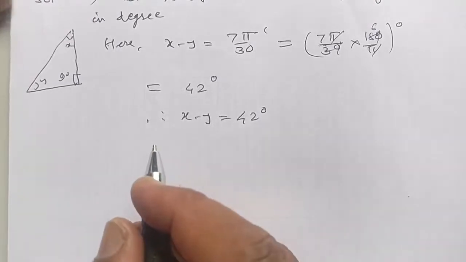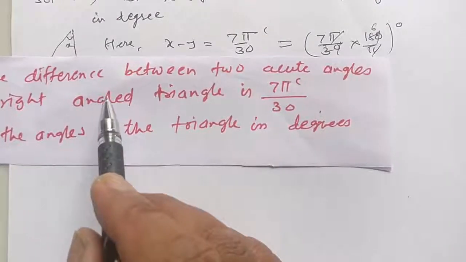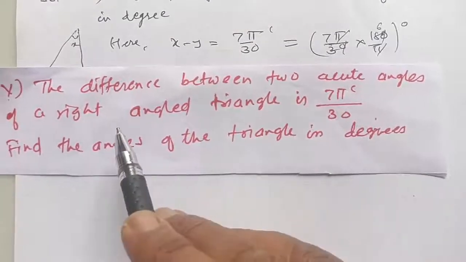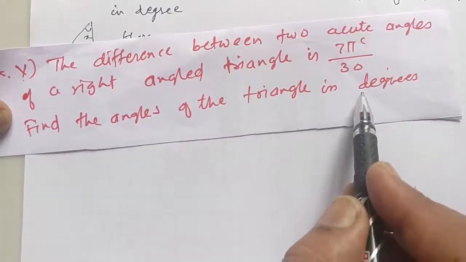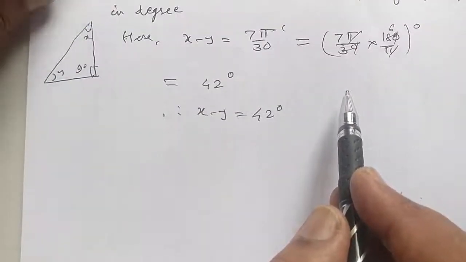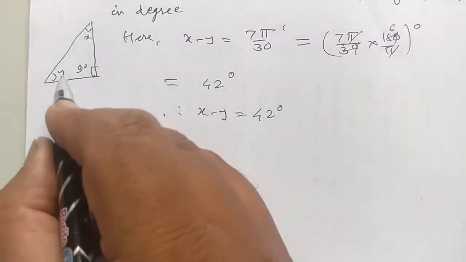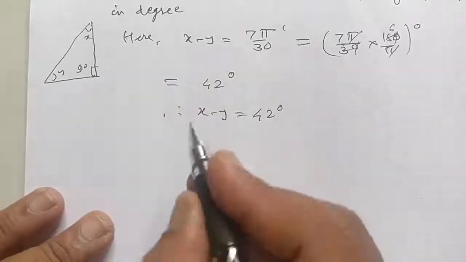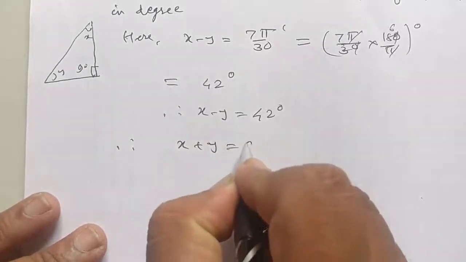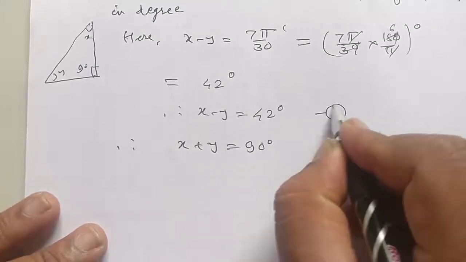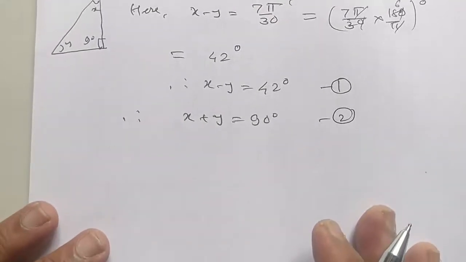Now next, the difference between two acute angles of a right angle triangle is given. Find the angles of the triangle in degree. Now sum of the acute angles of a triangle is 90 degree. Therefore x plus y is equal to 90 degree. This is equation number 1. This is equation number 2.